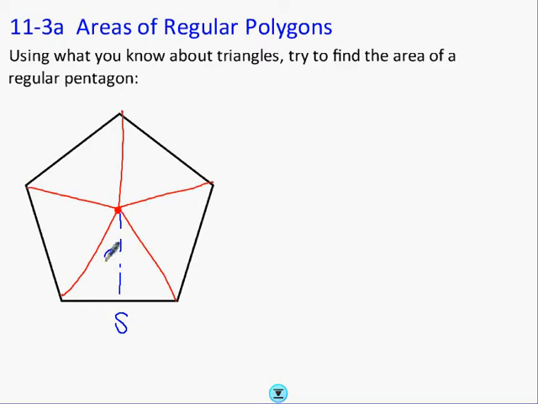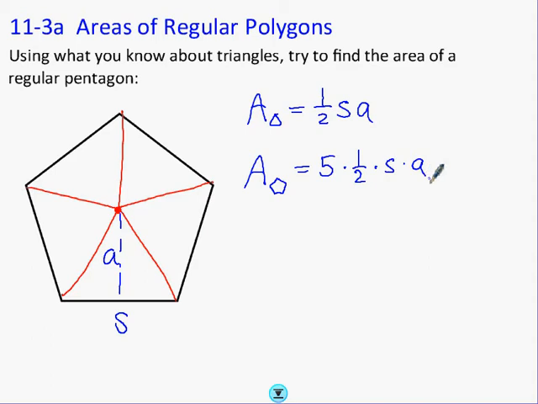I'm going to call the height of this triangle A, for reasons you'll see later. And let's find the area of one triangle, not the whole pentagon, but just one triangle. Area of a triangle is 1/2 base times height. So 1/2, the base is S, the length of the side, times the height, which is A. For the entire pentagon, it's going to be 5 times 1/2 times the length of the side times A.